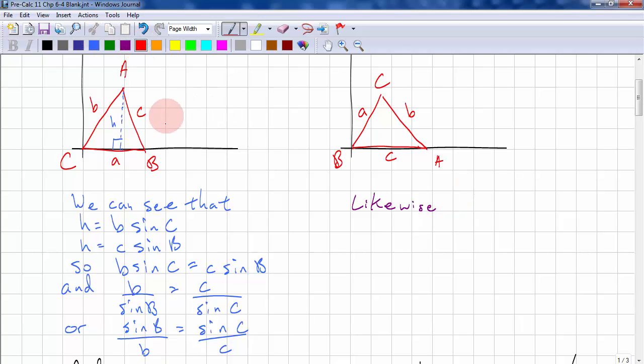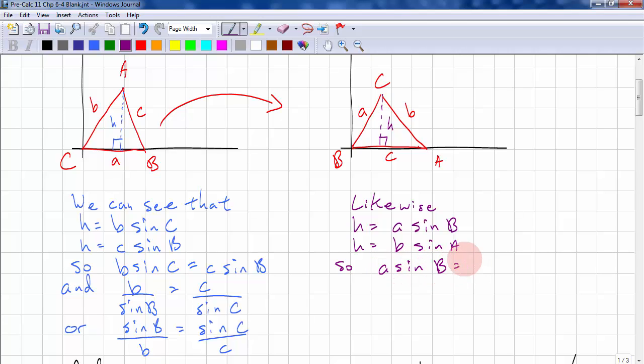Now, taking the same triangle and rotating it so that side C is on the bottom, let's draw the height of the triangle again. Now we just go through the same procedure. h equals a sine B. h also equals b sine A. So a sine B equals b sine A.